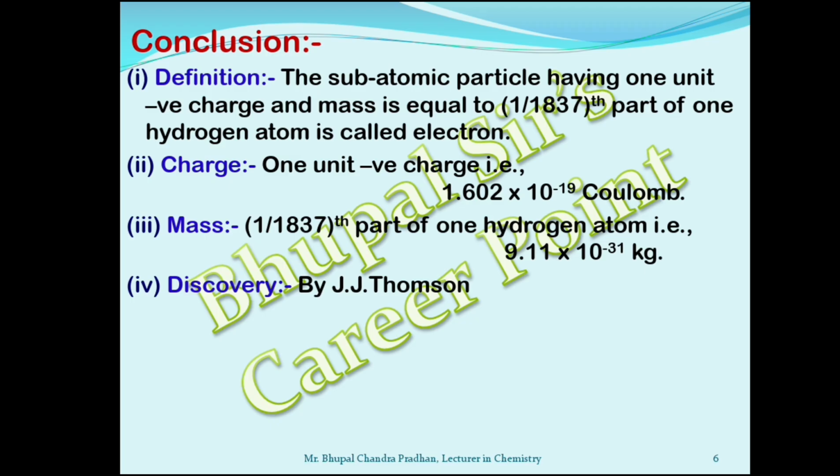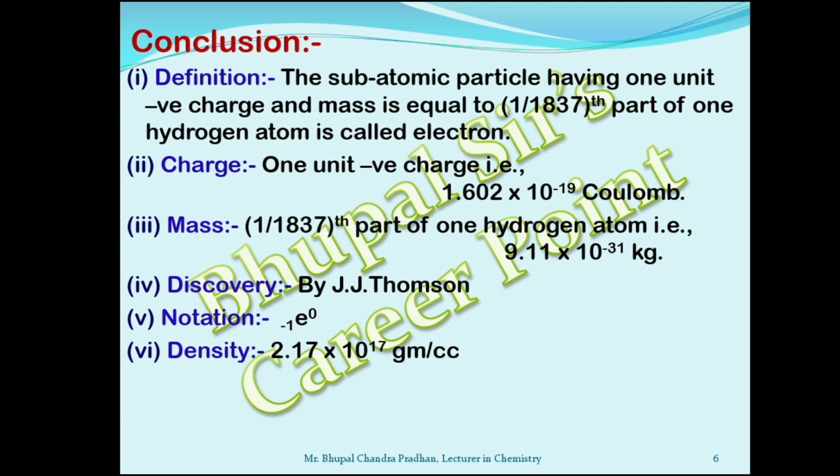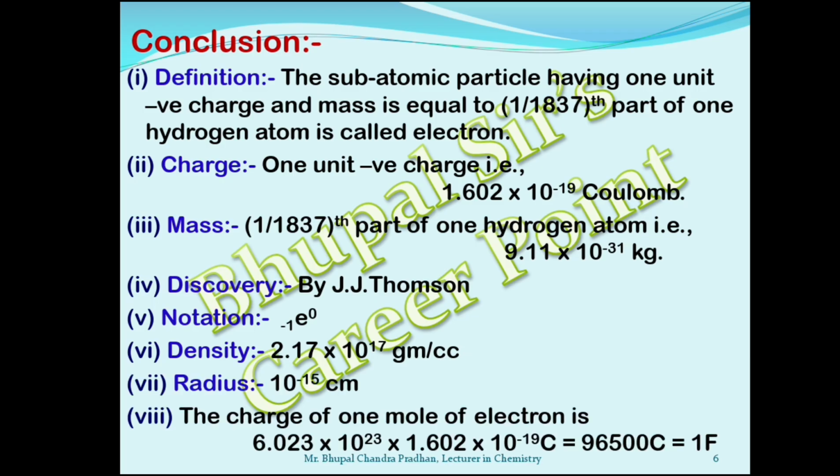It was discovered by J.J. Thomson. Notation: e minus. Density is 2.17 into 10 to the power 17 gram per cubic centimeter. Radius is 10 to the power minus 15 centimeter.